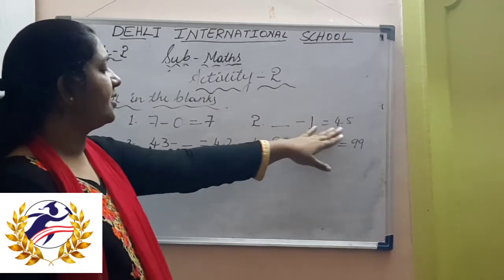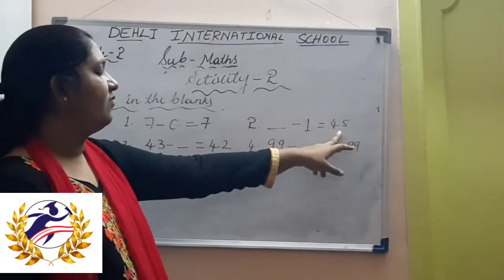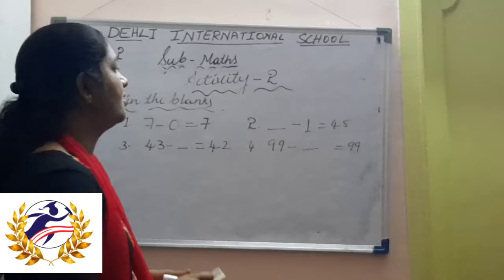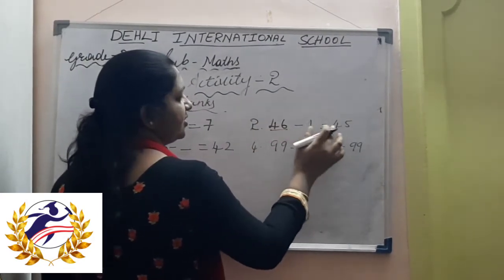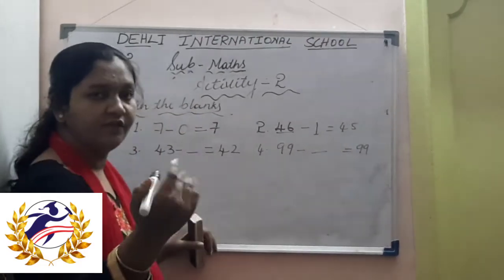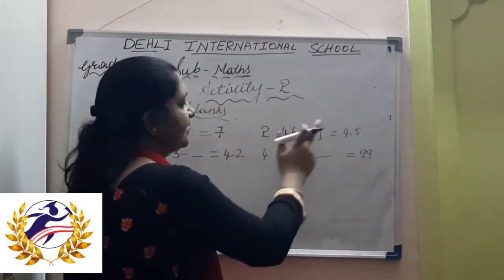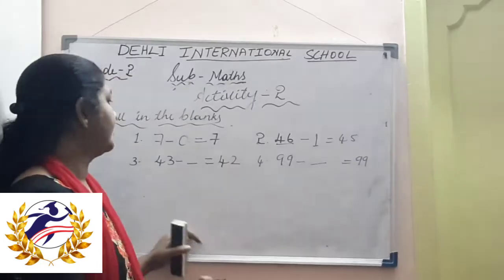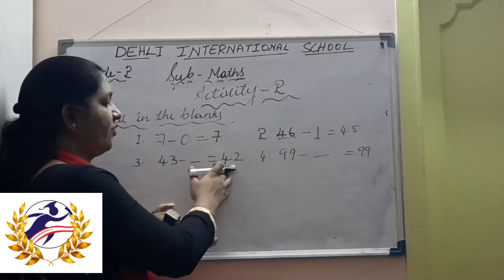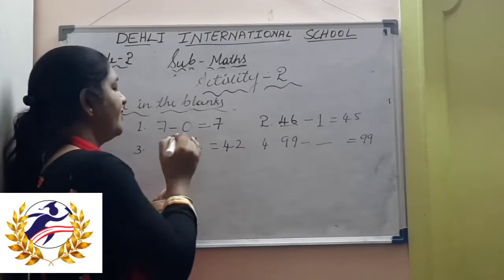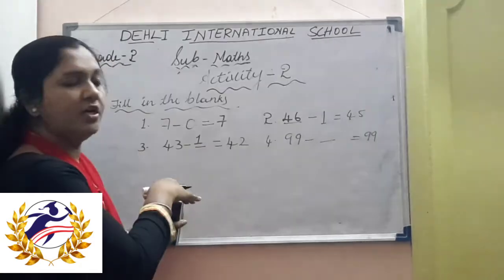Second one. Here the answer is 45. How much do we have to subtract here to get 45? Here the given answer is 1. So 46 minus 1 is equal to 45. If we take away 1 from 46, we will get the number before it, 45. 45 is the number just before 46. Now the next one is 43 minus how much to get 42? It is 1. If we subtract 1, we will get the number just before the given number.